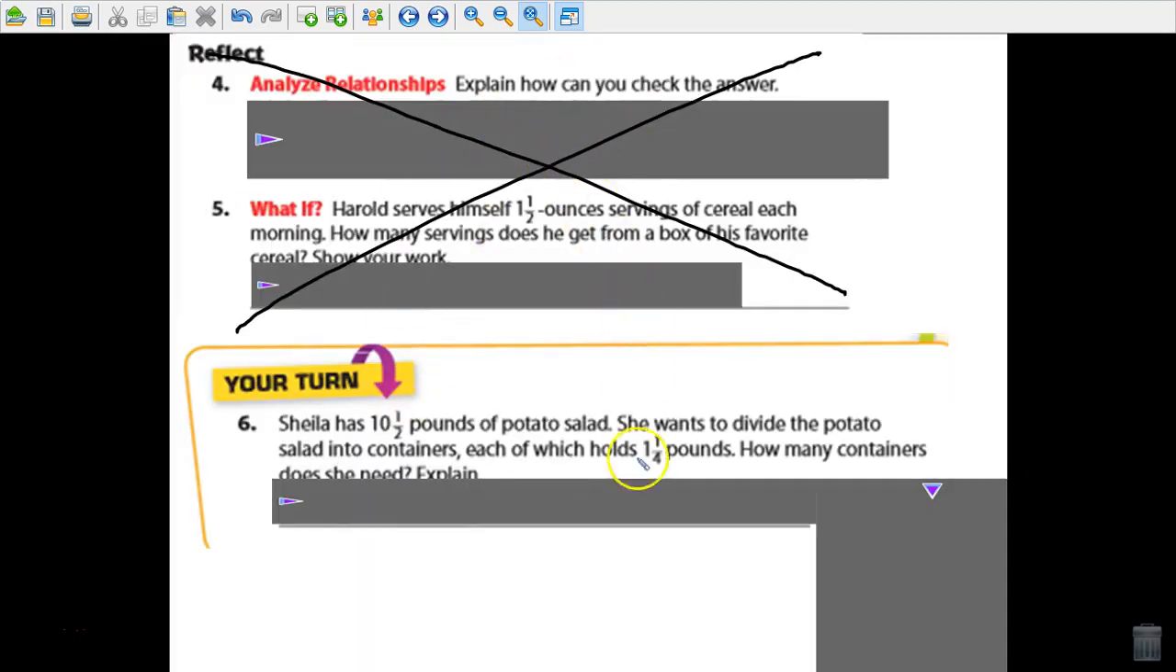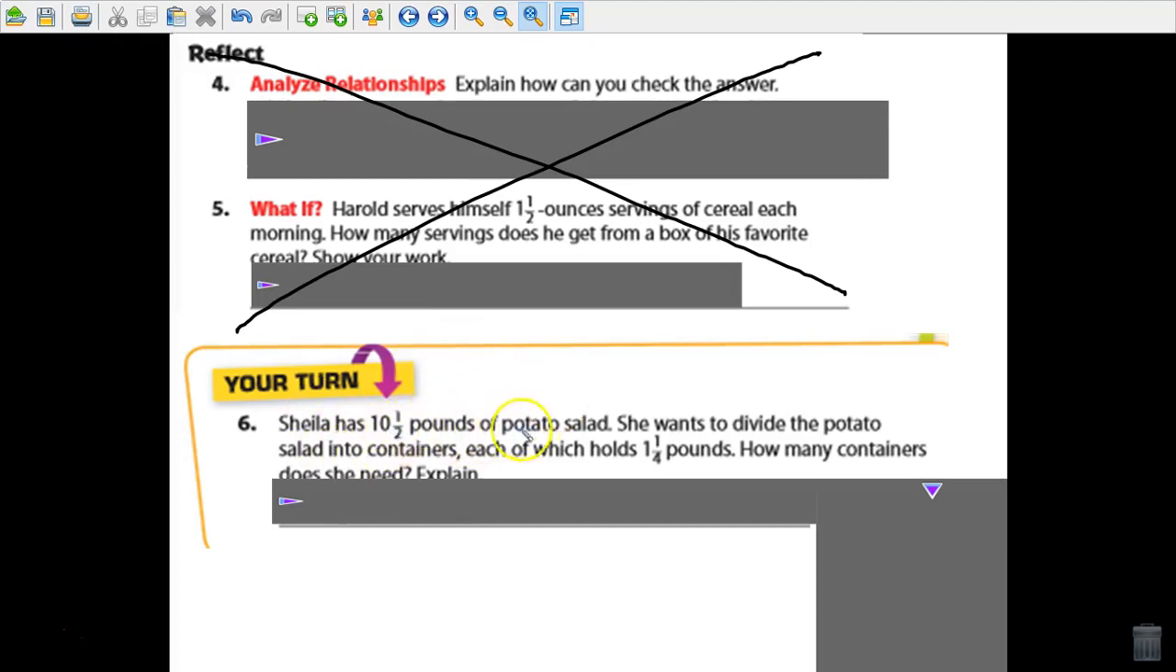Gonna skip this part. Okay. I want everybody to pause it right now and do the your turn. Okay? Did you pause it? Go ahead and pause it. Okay. So if you're here, you're obviously done.